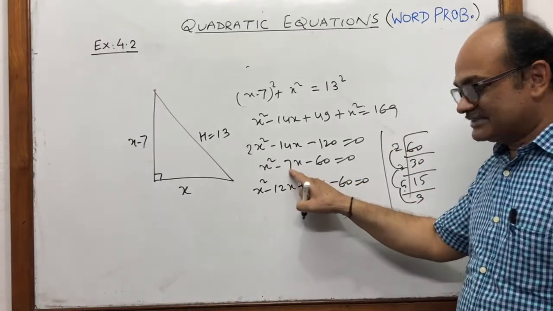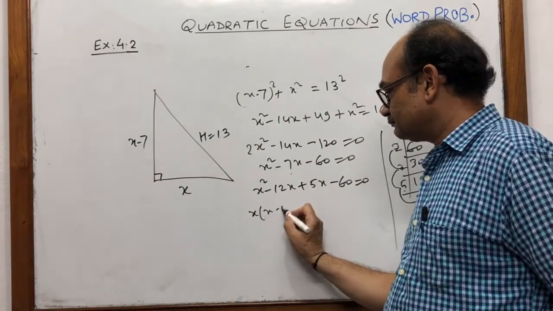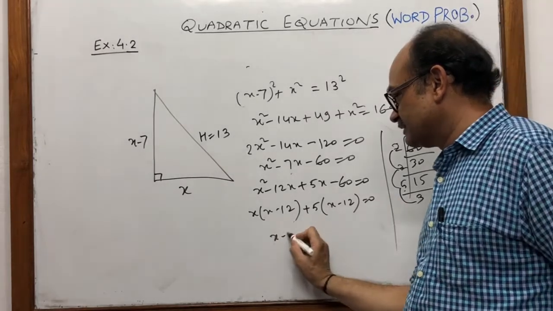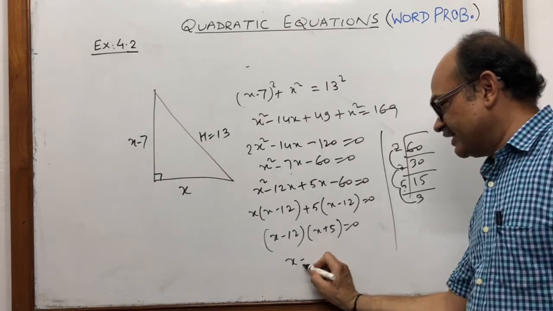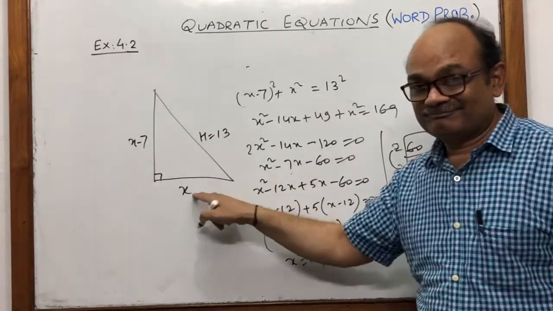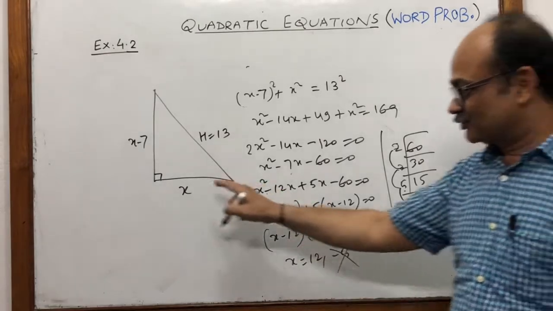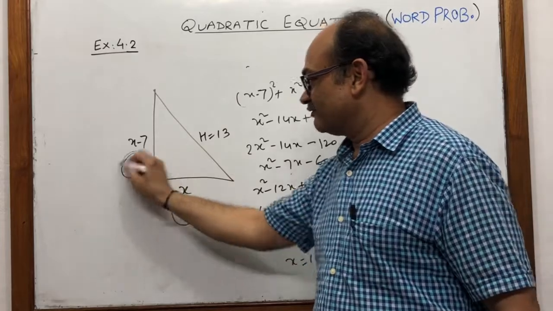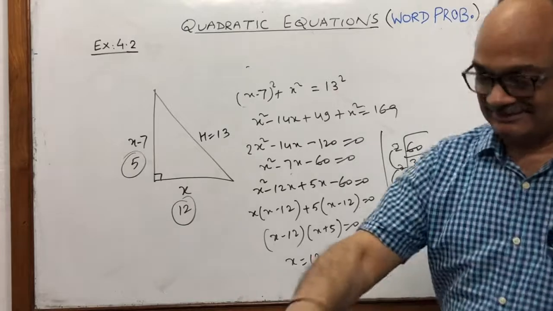Minus 12 and 5 give minus 7, and minus 12 into 5 gives minus 60. Now x common, x minus 12, 5 common, x minus 12, that means x minus 12 and x plus 5 equal to 0. That is x equals 12 and minus 5. If you put minus 5, the base length is negative, impossible, cut it. x equals 12, so base is 12. Put x as 12 here, we get 5, and you know the Pythagoras triplet 5, 12 and 13, correct? Good.